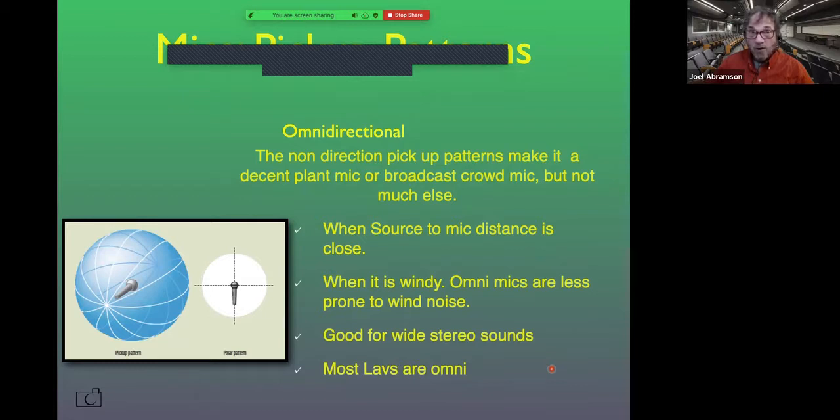Omnidirectional microphones are good for crowd mics in sporting events. If you want to pick up the sound of the crowd, you put an omnidirectional microphone far enough away from the crowd so that we're not picking up specific audience members, right? Put it up a little higher or farther away, and it's an excellent crowd mic for a stadium or something like that.